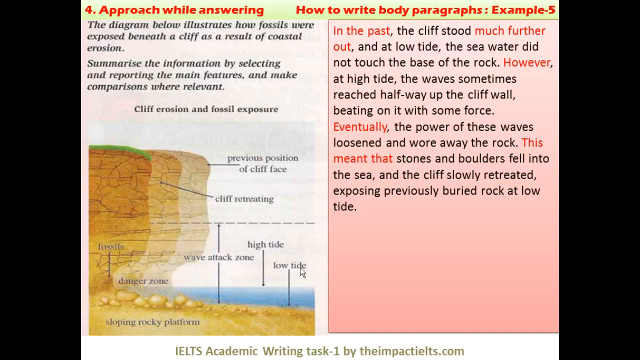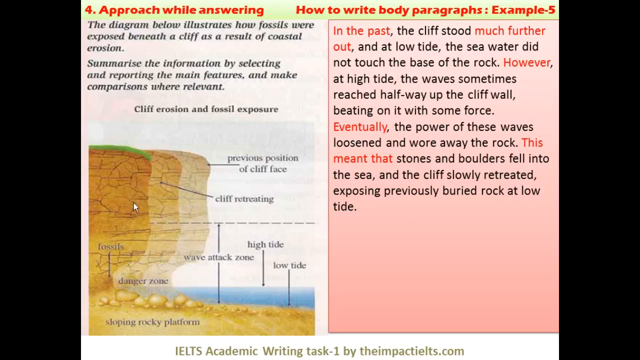and wore away the rock. So once they hit it, the power subsides, and they wore away the rock. So the water power is going into the rock. They're saying this means that stones and boulders fell into the sea. When the water hits them at a higher level, it just breaks these stone chips or small stones and they fell into the sea, and the cliff slowly retreated. So the cliff, because it is getting broken, is going back. Retreated means back, exposing previously buried rock at low tide.